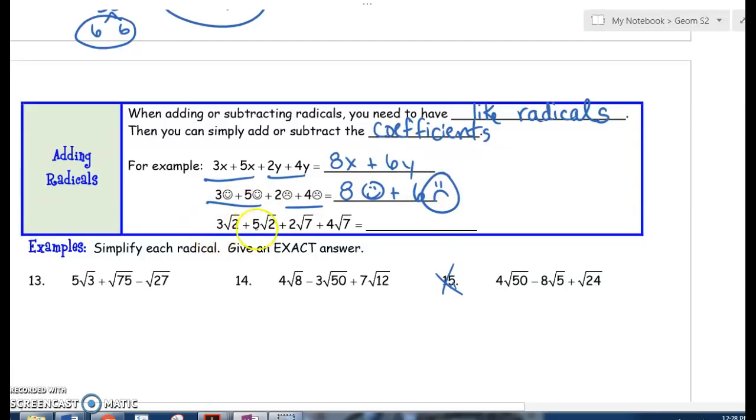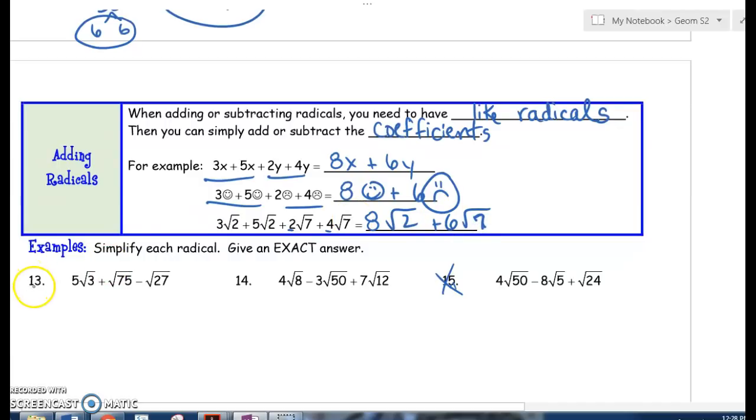All right, same with radicals. You can only combine root 2's with root 2's, and when you do, you add the coefficients. 3 plus 5 is 8 root 2. Hopefully that makes sense. You've got 3 root 2's plus 5 more root 2's makes a total of 8 root 2's. And then you've got the root 7's. 2 root 7 plus 4 more makes 6 root 7's. Notice the radical underneath doesn't change.